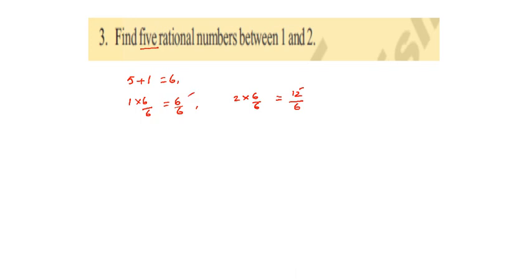What are these two? These two are like fractions. Why? Because of the same denominator. Now, what is the relation between 6 by 6 and 12 by 6? 6 by 6 is always lesser than 12 by 6. Now you write how many like fractions lying between 6 by 6 and 12 by 6.